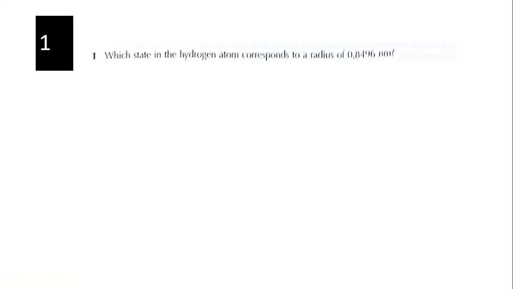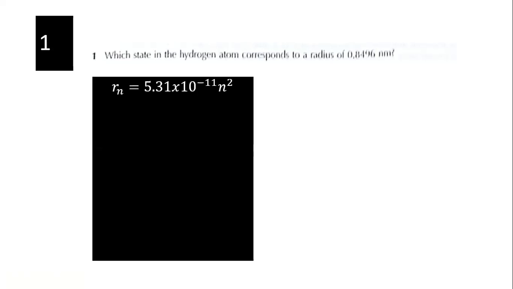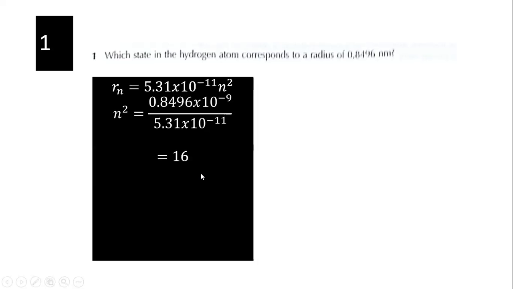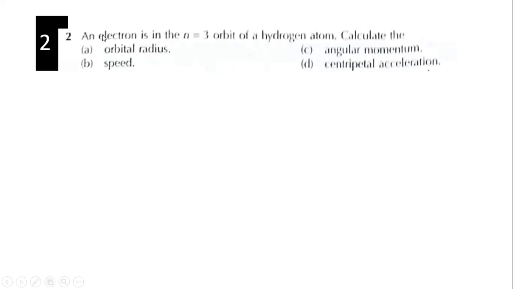Yeah, I got 4, teacher. You got 4. That's the formula. Memorize it and put in your value. Take the n squared down, sorry, take this one down. R is given there. Change it to SI unit. Okay, good, 4. Try number 2. An electron is in the n=3 orbit of a hydrogen atom. Calculate the orbit radius.